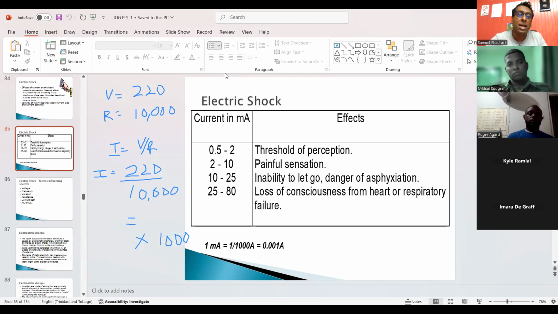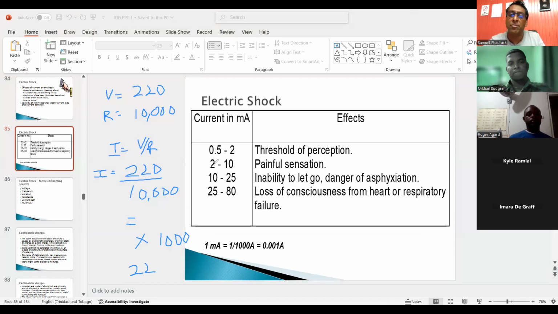Whatever you get, I don't know if you all divided it. If you divide by 10,000 and you multiply by 1,000, what you're going to get is actually 22. Anybody did it? Actually not doing it, eh? I know what you're supposed to end up with: the answer is supposed to be 22. And then that tells you where you would fall.